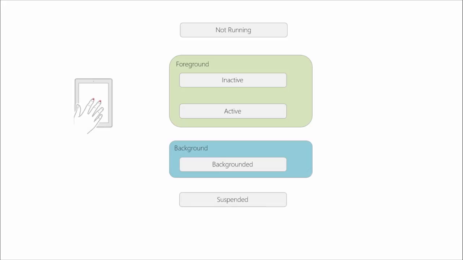So when the user wants to use your app, they'll start it up and you'll be in the active state. You could be in the inactive state, for example, if a phone call comes in. You could be backgrounded if a person checks an email, or they hit the home button. You'll be backgrounded at that point in time. And then from backgrounded, you could go back to active, or you could be suspended, and then you could go into not running.